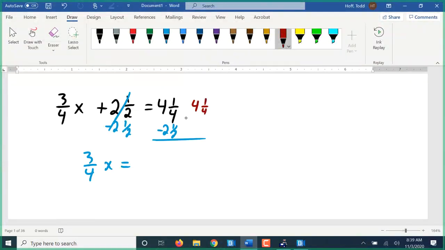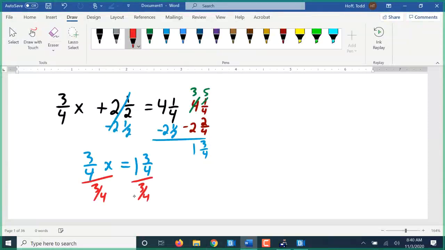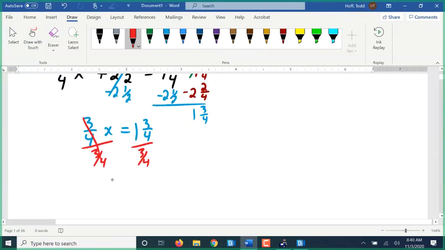Common denominator is going to be 4. 1/2 is 2/4. 1 minus 2 can't be done, so we're going to borrow from the 4. That'll be a 3, and this will be a 5. 5 minus 2 is 3/4. 3 minus 2 is 1, so it's 1 3/4. And then we have to divide by 3/4 to get x by itself.